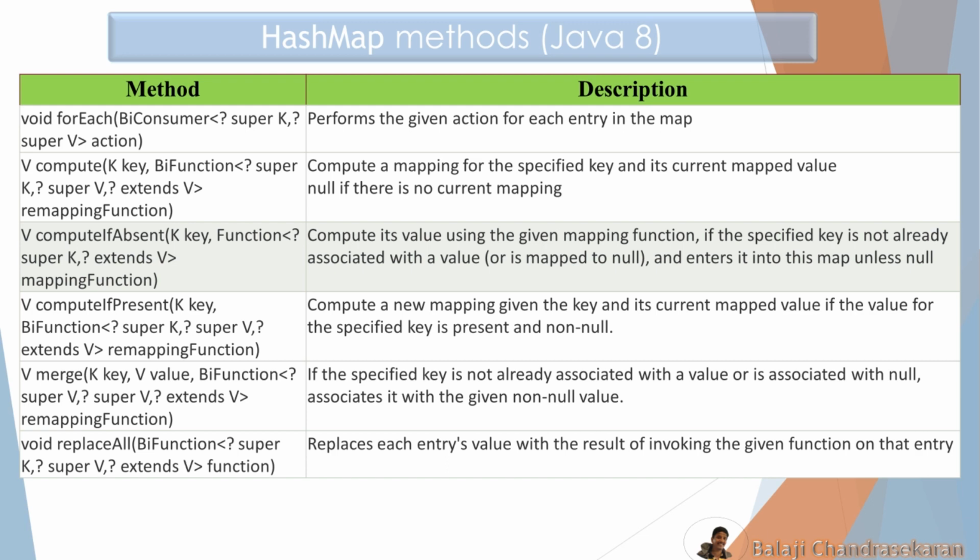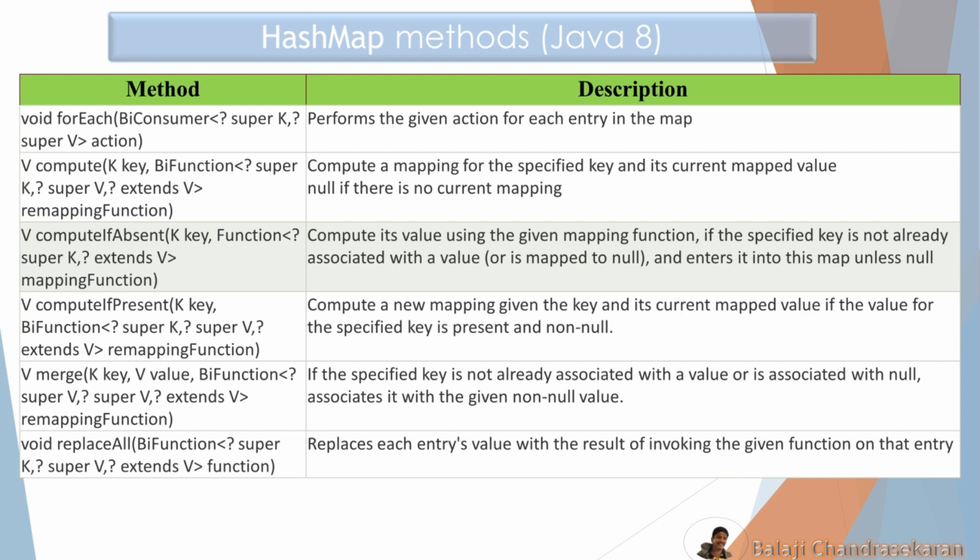In the computeIfAbsent method, if the specified key is not already associated with a value or is mapped to null, it attempts to compute its value using the given mapping function and enters it into the map. In the computeIfPresent method, if the value for the specified key is present and non-null, it attempts to compute a new mapping given the key and its current mapped value.